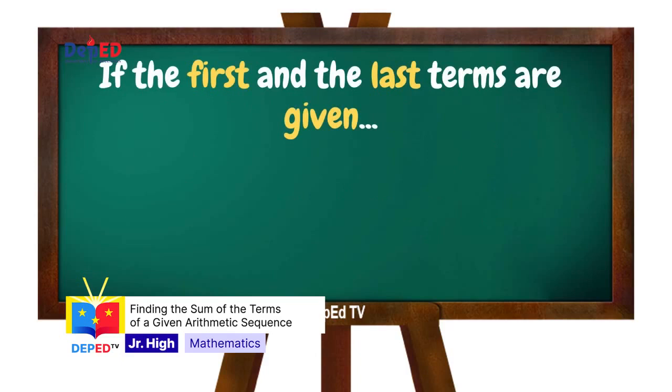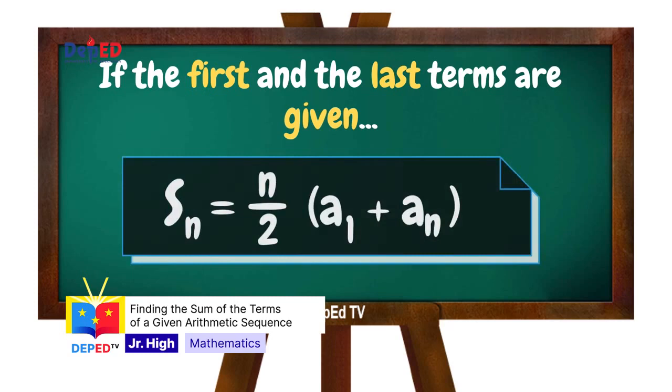If the first term and last term are given, we use the formula S sub n is equal to n divided by 2 times a sub 1 plus a sub n.